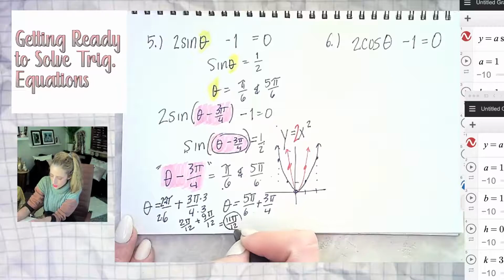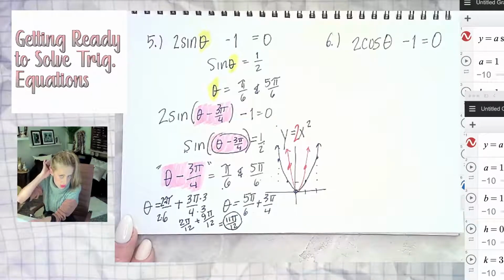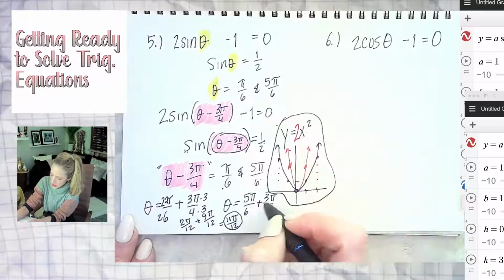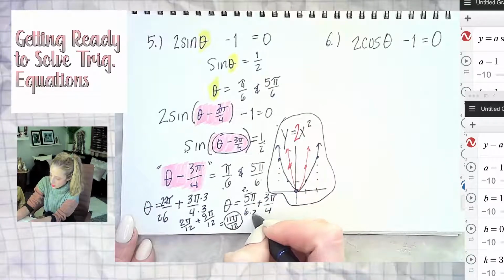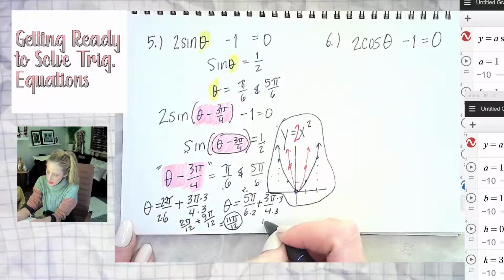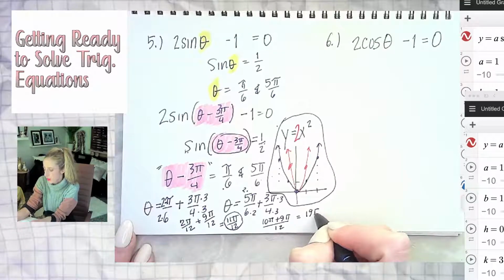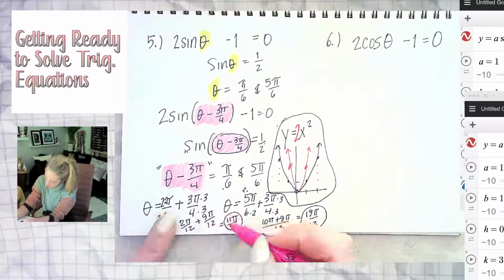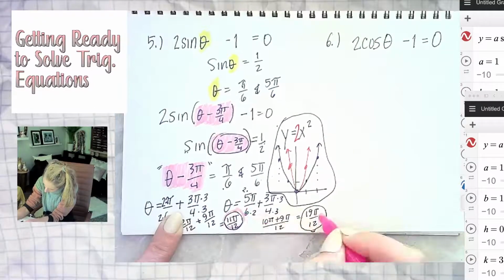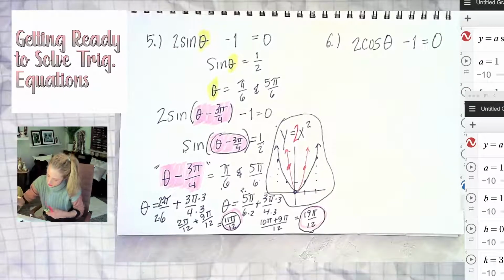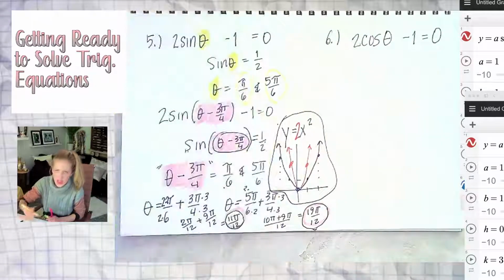So that's one answer. That's the decimal that the Desmos gave us. I'll show you in a second. And then add that, multiply by 2, multiply by 2, multiply by 3, multiply by 3. 10 pi plus 9 pi over 12 is 19 pi over 12. So these are my answers. This and this go with that equation, but this and this go with that equation.